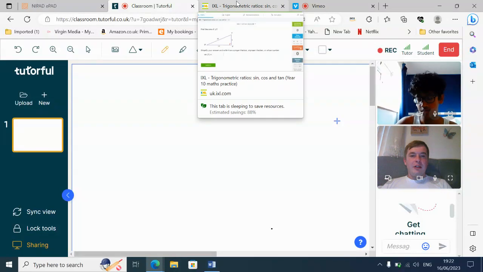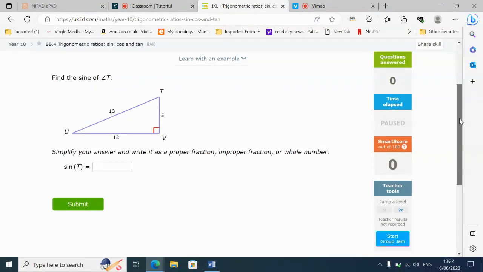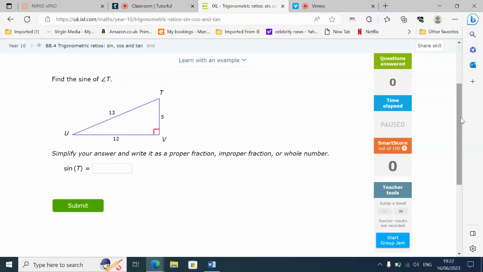So let's start the ball rolling then. First question: find the sine of LT. What do you know already about sine?